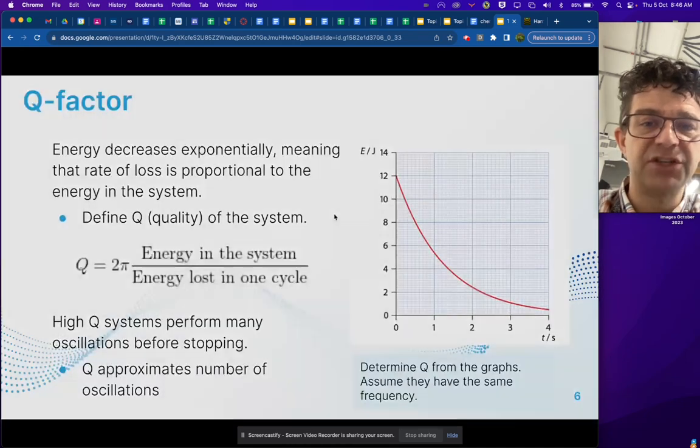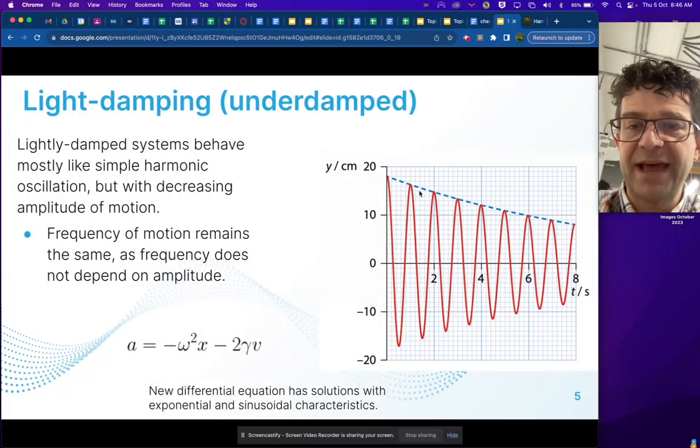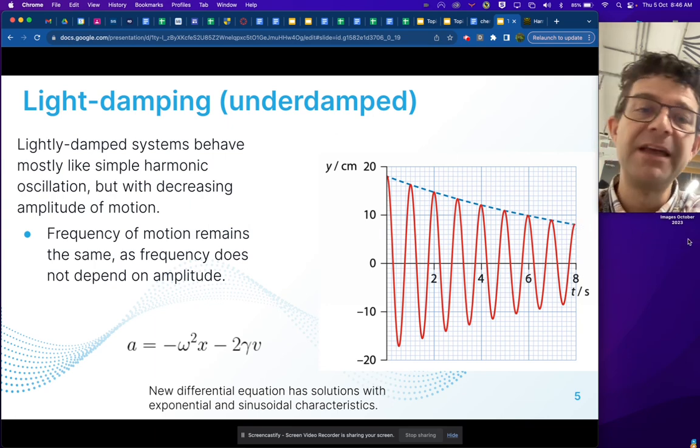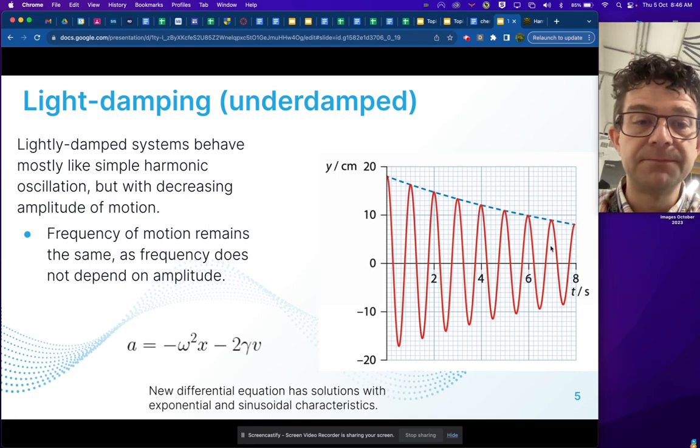If we go back to the graph, we see here's what happened in 8 seconds. We've only lost about half, maybe, of the initial amplitude. And so can we expect this to go on for several hundred more oscillations as it gets closer and closer to zero? Yeah, that's believable.